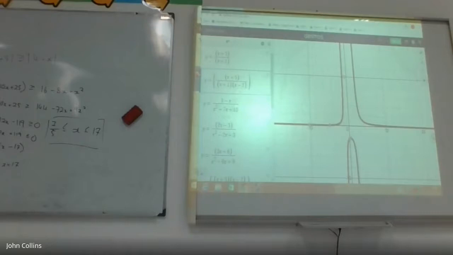Okay, so bearing that in mind, tell me where this would have vertical asymptotes first. Yes. So if you solve the denominator equal to 0, you get negative 5, negative 2. What about the horizontal asymptote?